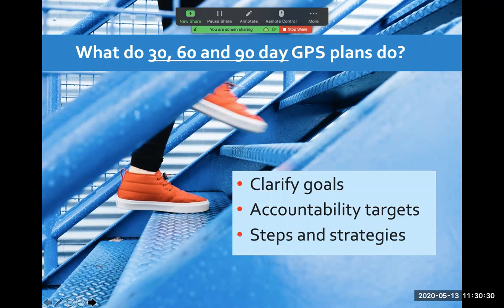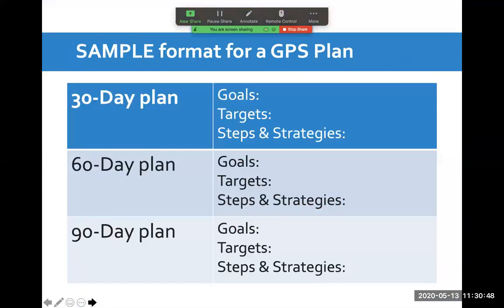So these kind of mirror what a GPS does, right? The goal is the destination we're trying to get to. The accountability shows us some of the landmarks along the way. And then the steps and strategies are the specific route that we're going to take, the twists and turns of the journey. So here's a super simple format, and I invite you to be as creative as you want to be with your GPS plans.